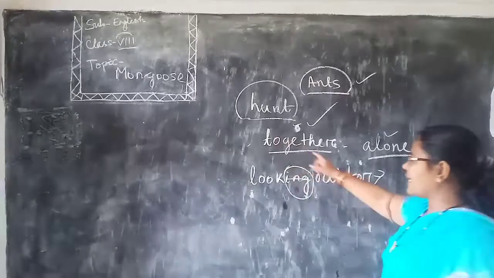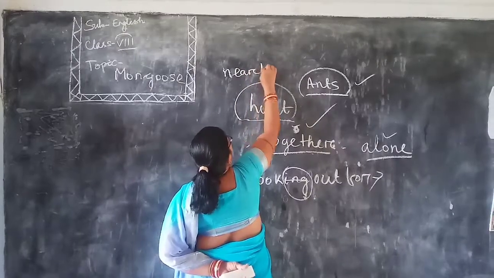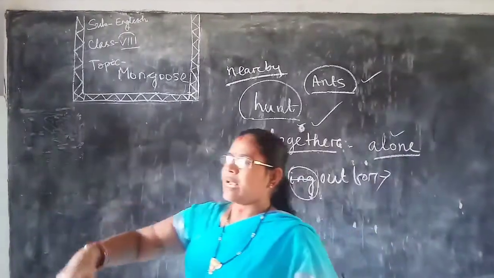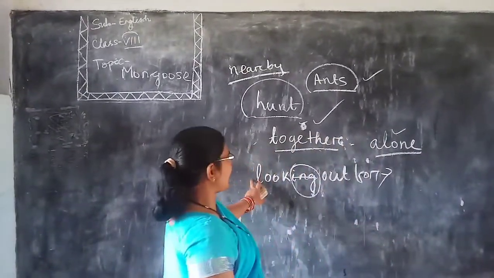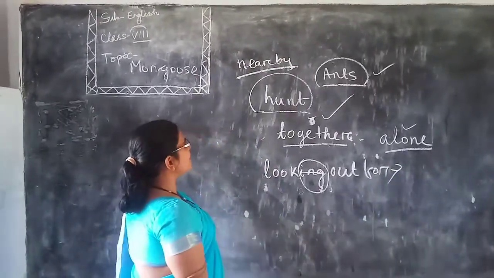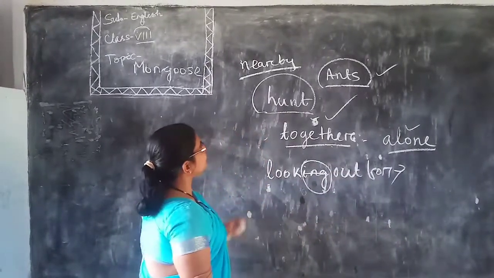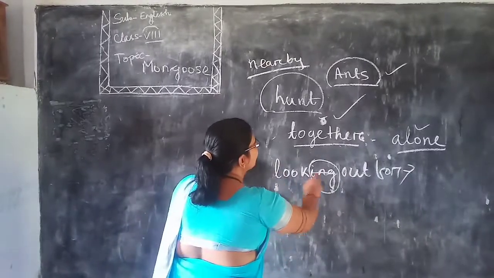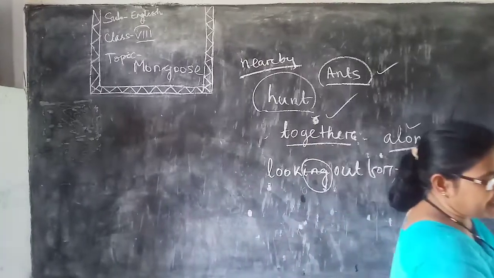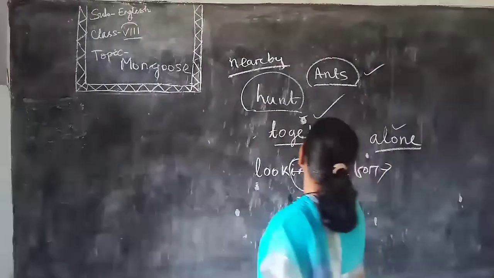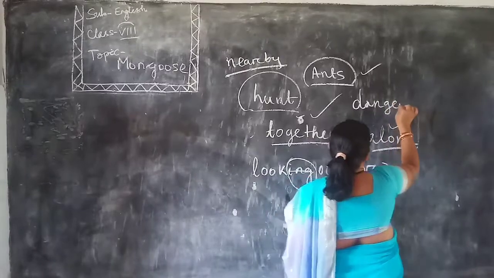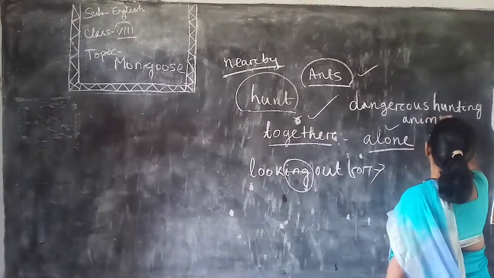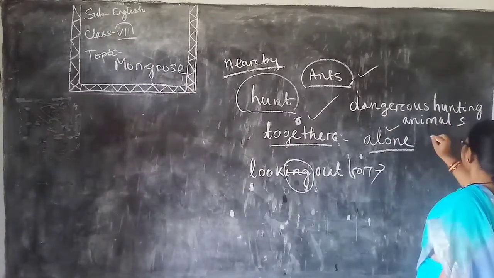Where? Nearby. Have you got this word nearby in your paragraph? What do you mean by it? Nearby? Around your surrounding. Around your school? Around your campus where you are sitting? Nearby area. It may be around your school. It may be around your home. Nearby place. Who is coming? What about the danger? Now, upcoming danger. Which danger is coming towards them? So what do the mongooses look out for? The mongooses look out for dangerous hunting animals nearby. What are they? Dangerous hunting animals nearby. Am I right? What do they look for? They are looking for the dangerous hunting animals nearby.